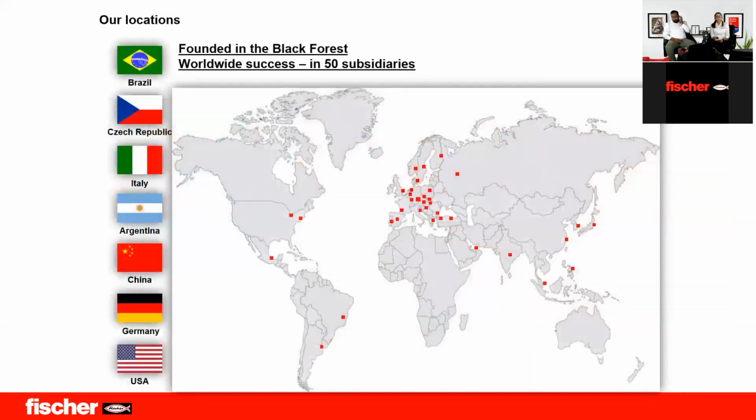Fisher has over 50 subsidiaries in 35 countries. Fisher employs more than 5,000 people worldwide. And the most important or the key USP of Fisher is that we have over 1,500 patents on industrial building patents all over the world.